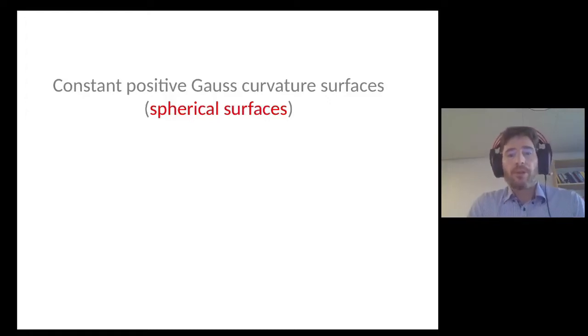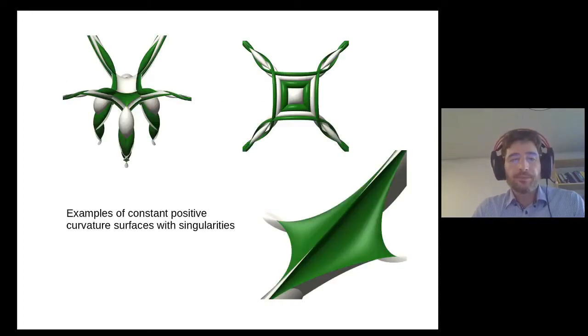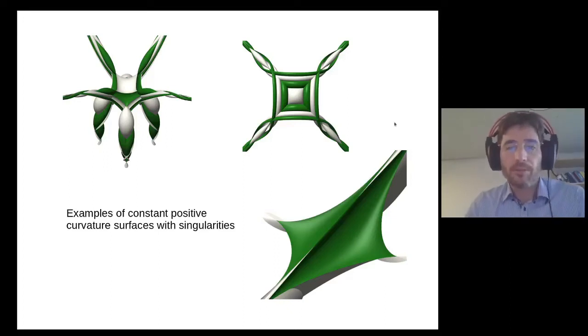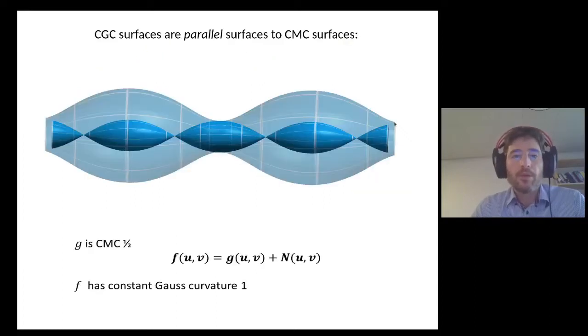Okay, so constant positive Gauss curvature surfaces are an example of parallel surfaces. So here are some images of constant positive Gauss curvature surfaces, which are made using harmonic maps, which I'll talk about later. But as I said, you can realize them as parallel surfaces to constant mean curvature surfaces. If you have a CMC 1/2 surface, and you write down the parallel surface of distance 1 to that surface, then you can check that this surface F will have constant Gauss curvature 1.